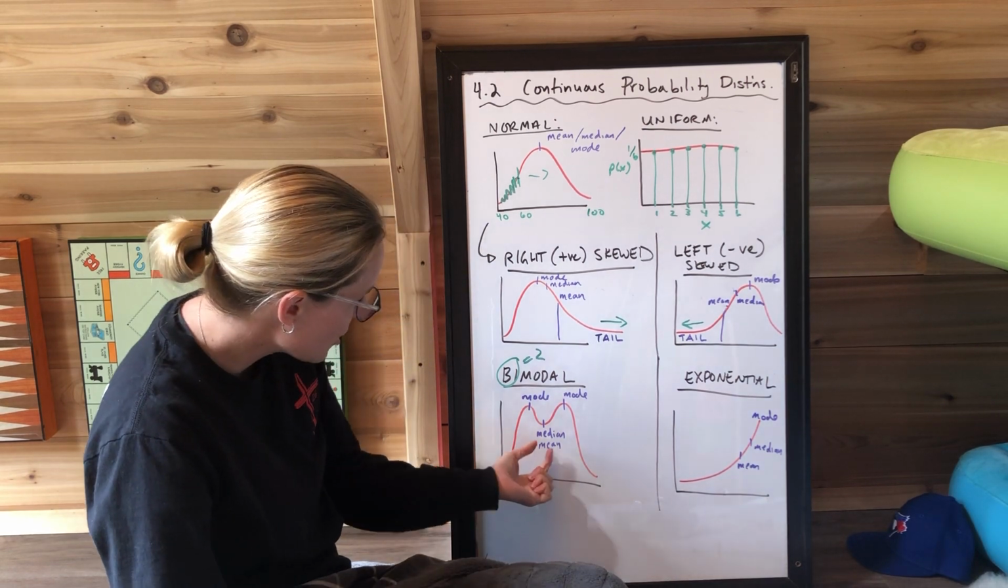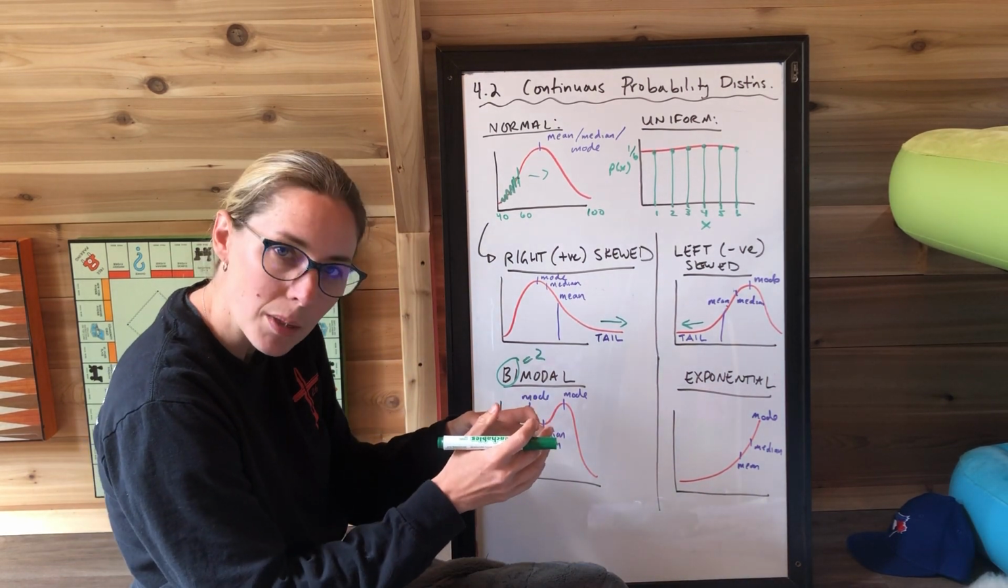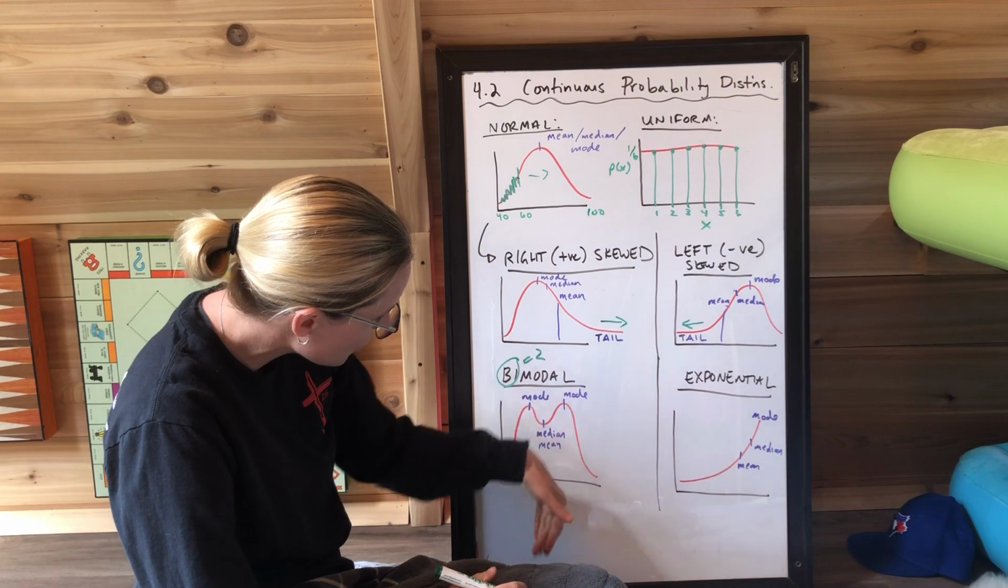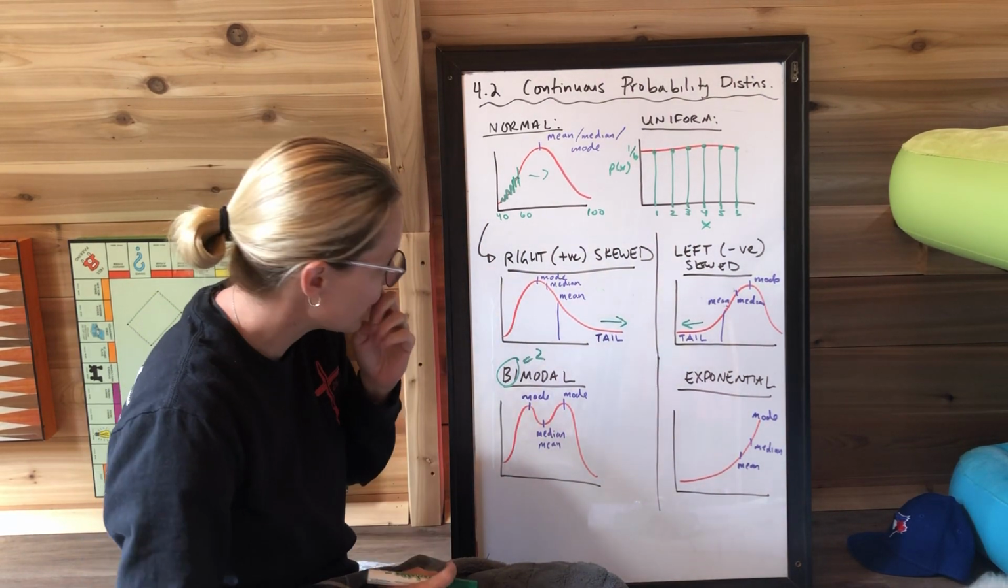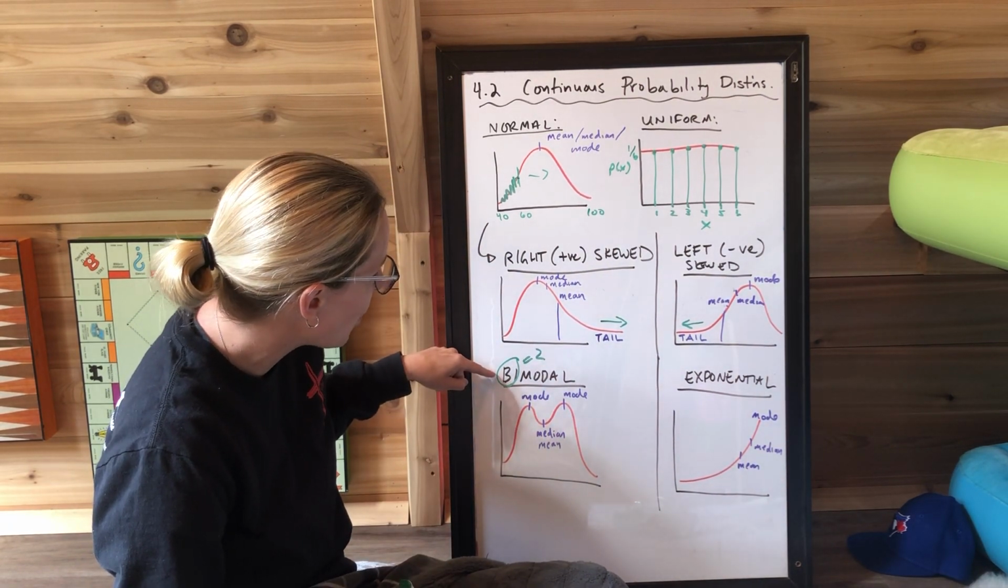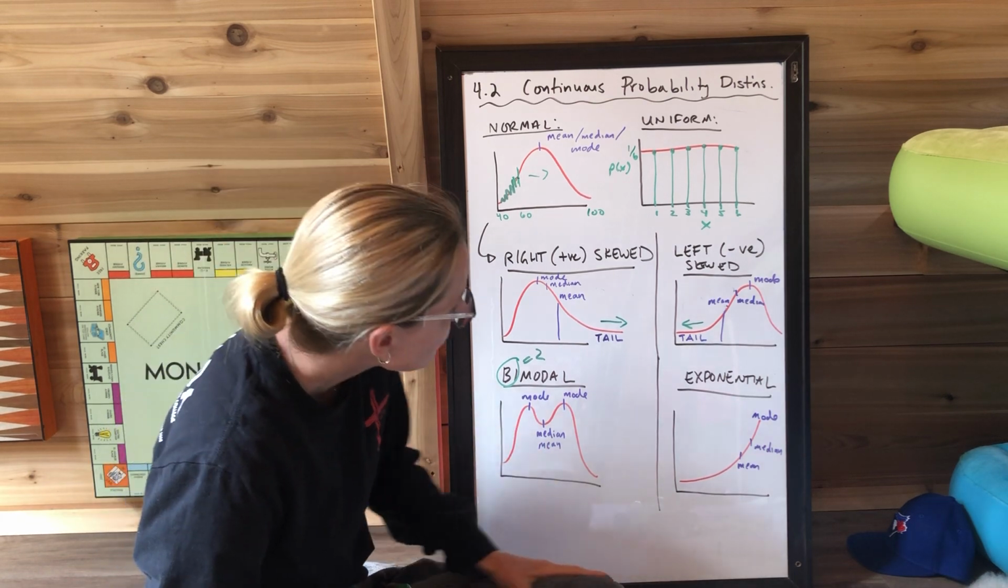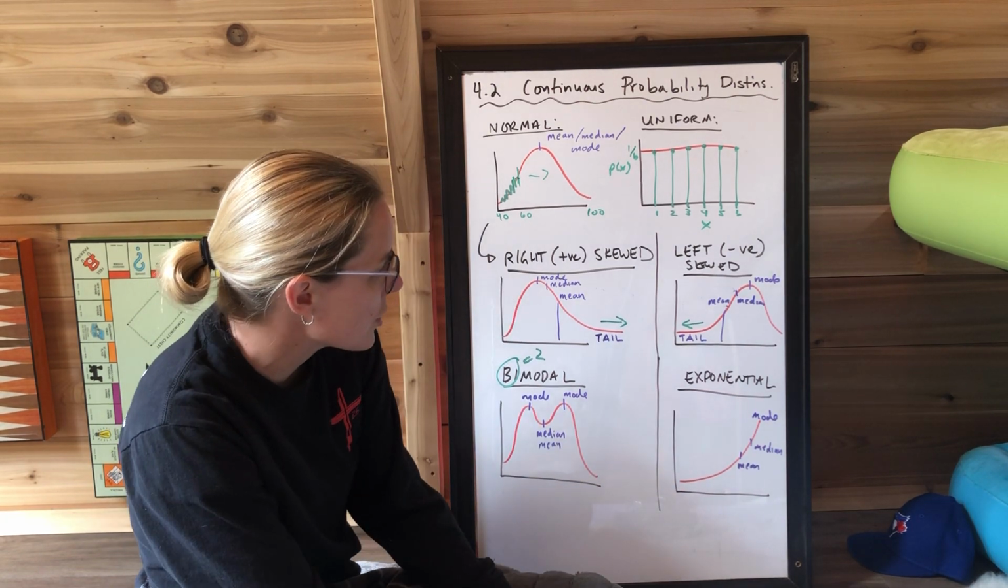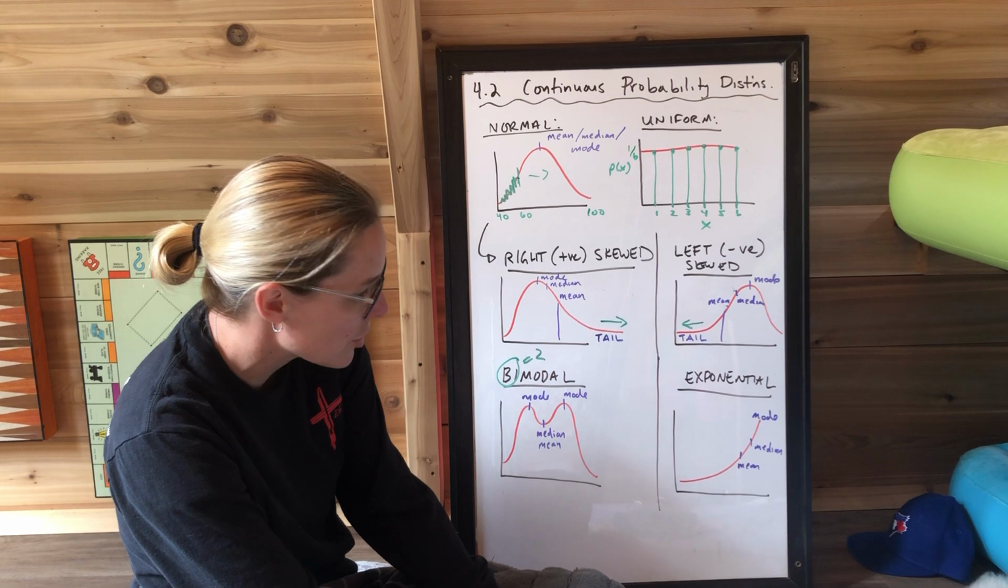Okay, so in something like this, two of them stayed together, the median and the mean both stayed in the middle. It's a symmetrical distribution, but the modes ended up going on either side of it. Okay, so that's referred to as bimodal. That's pretty easy to understand. The last one, and you should know this one from grade 11, is called an exponential distribution.